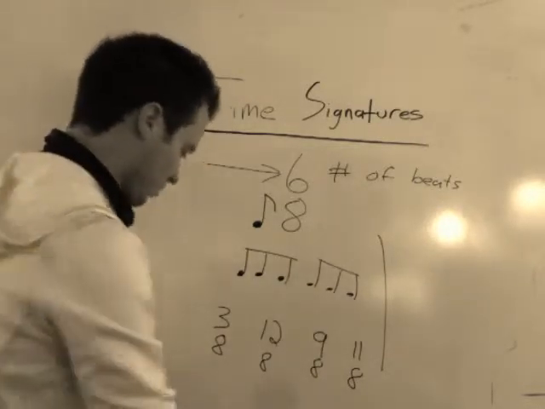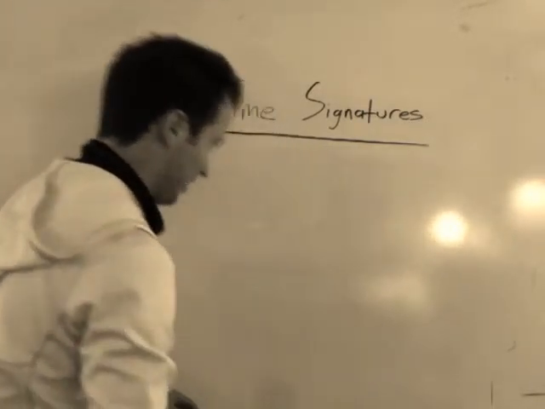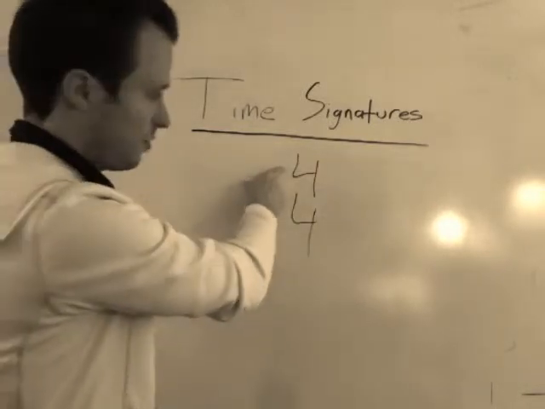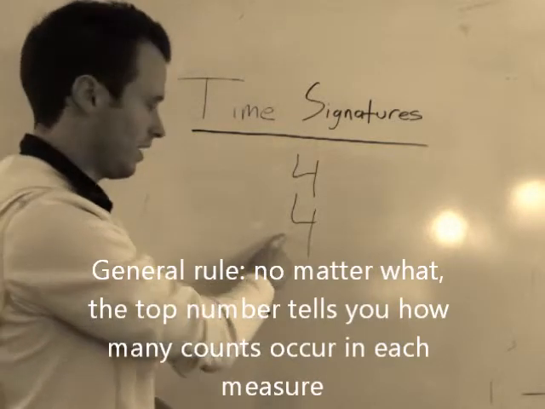So the general rule of thumb here is that the top number in a time signature tells you how many counts per measure. The bottom number will tell you what type of note is going to get 1 count.